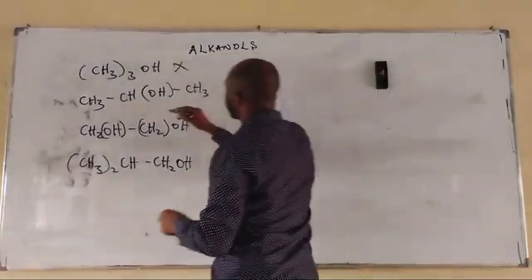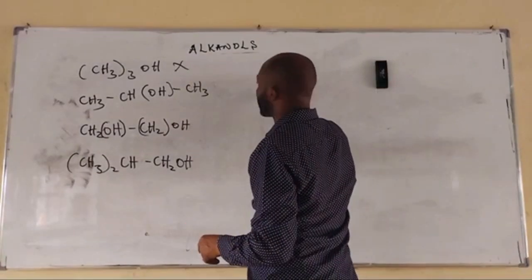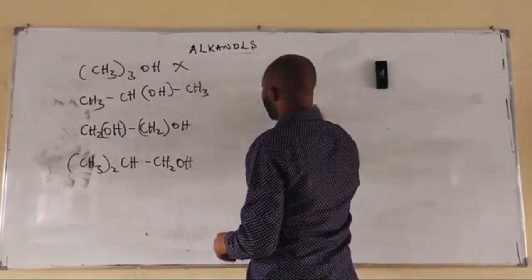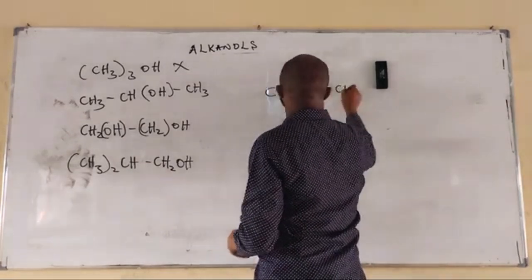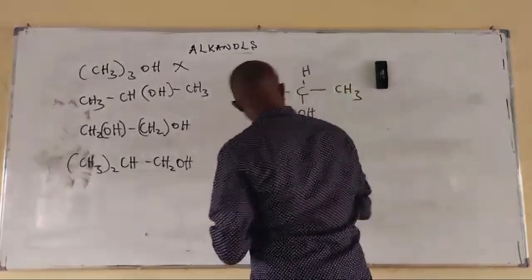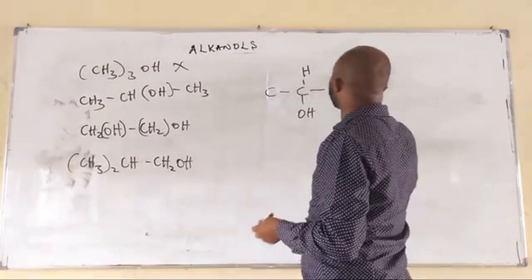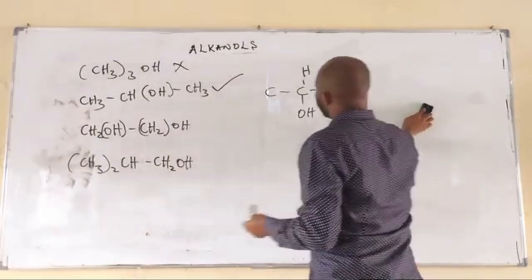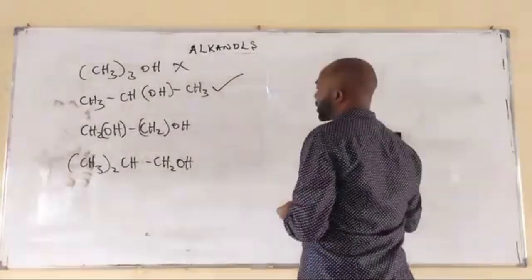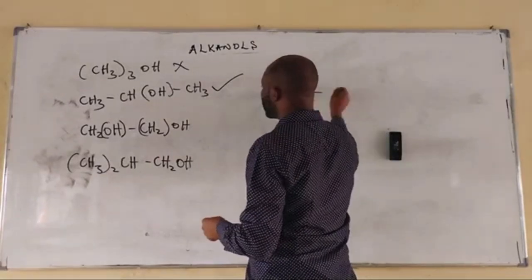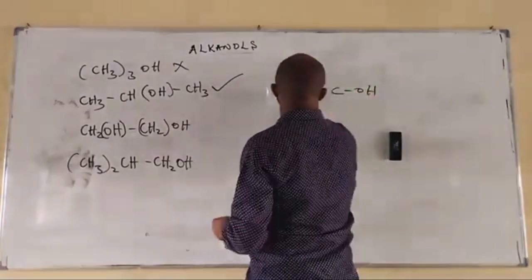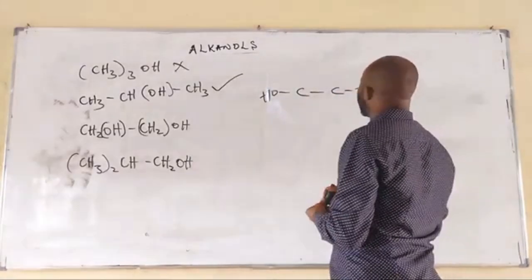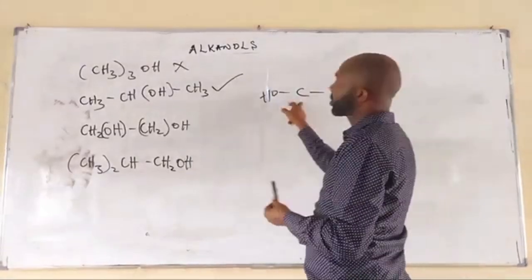It's not that. The second one is CH3, 1. This C contains 1 hydrogen and 1 OH, and there is a CH3. This carbon is bonded to 2 other carbon atoms. This is correct. Let's just check the other one. This is COH, OH. This is primary. This carbon is primary, this carbon is primary, so this is out.